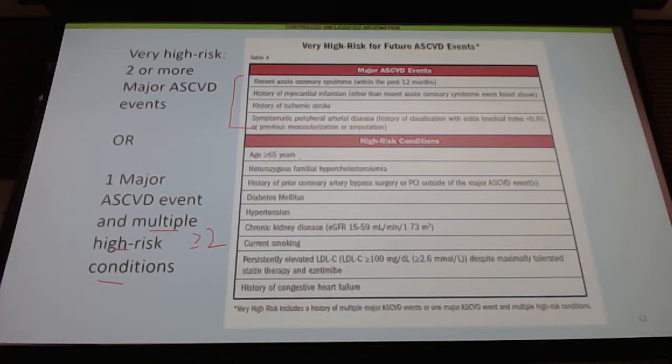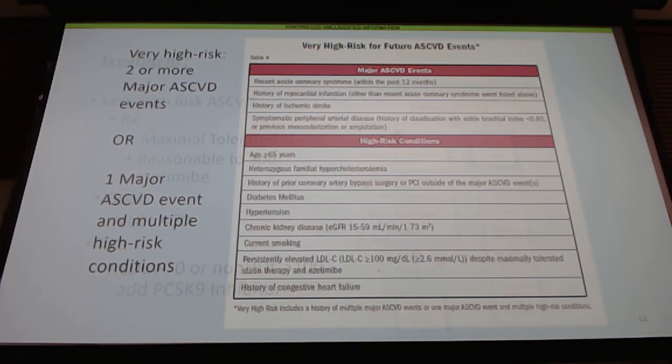Okay. So are they 65 years of age or older? Do they have diabetes? Do they have hypertension? Do they currently smoke? Do they have a persistently elevated LDL despite being on maximally tolerated statin and ezetimibe? So looking for those additional risk factors that put somebody at a higher risk of having, in this case, a recurrent cardiovascular event. So do they have at least 2 of those and 1 major there?